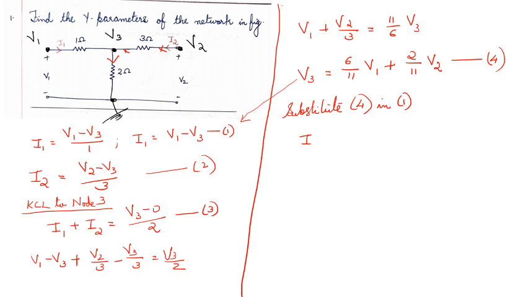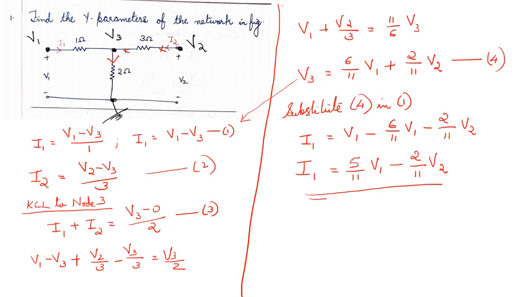Then we will get I1 is equal to V1 minus 6 by 11 V1 minus 2 by 11 V2. That is, separate the terms. I1 is equal to 5 by 11 V1 minus 2 by 11 V2. Mark it as equation A.